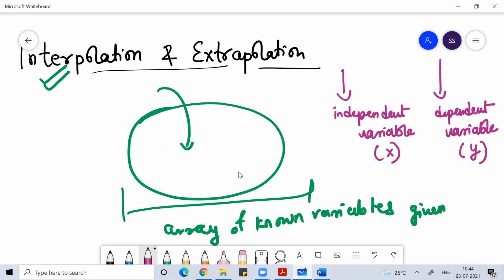Okay, so when we have an array of independent and dependent variables, and within this array of data, if I try to pick any data in between and I want the value at that point, then that is called interpolation.